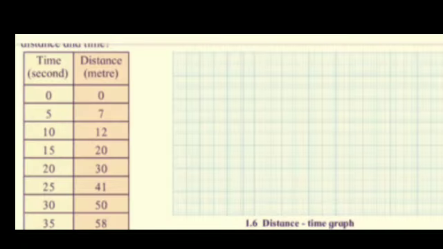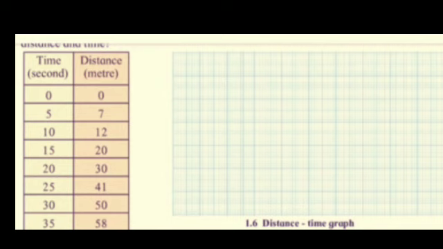Distance time graph for non-uniform motion. The following table shows the distance covered by a bus in equal time intervals. Draw a graph of distance against time, taking the time on the x-axis and distance along the y-axis. Now see in this table, time is given in seconds: 0 to 5, 5 to 10, 10 to 15, 15 to 20, 20 to 25, 25 to 30 and 30 to 35. And the distance is in meters. It is given 0 to 7, 7 to 12, 12 to 20, 20 to 30, 30 to 41, 41 to 50 and 50 to 58.